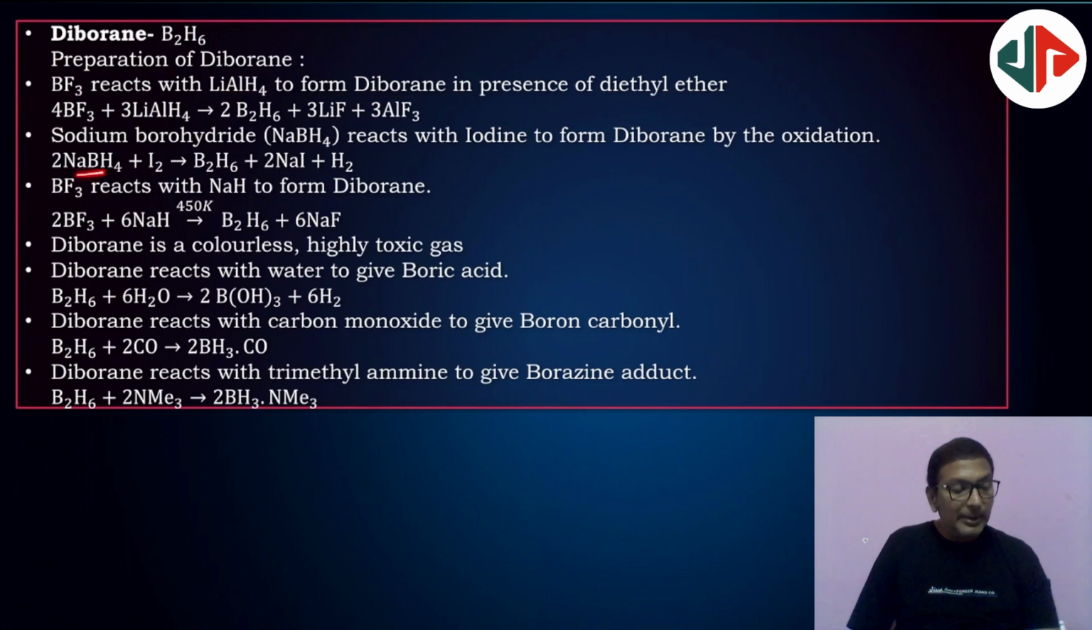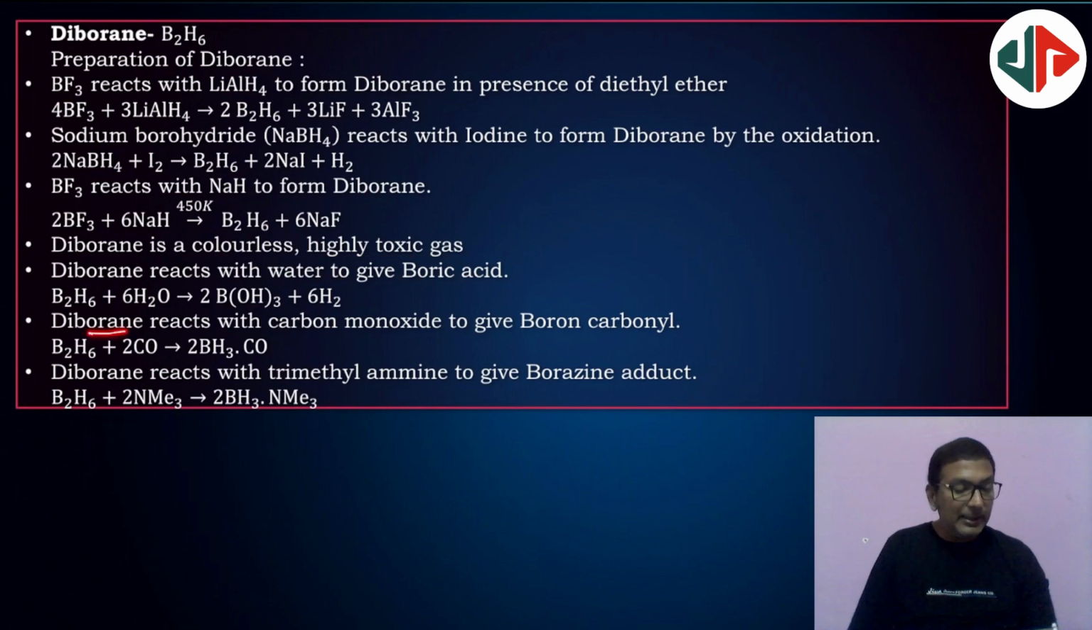Next, sodium borohydride plus I2 also gives diborane. Next, BF3 reacts with NaH. NaH means metal hydride, sodium hydride, to form diborane. Here we have to remember these equations. Next, properties. It is a colorless and highly toxic gas. Toxic means here poisonous. So diborane reacts with water to give boric acid. Very, very important reaction. With release of H2.